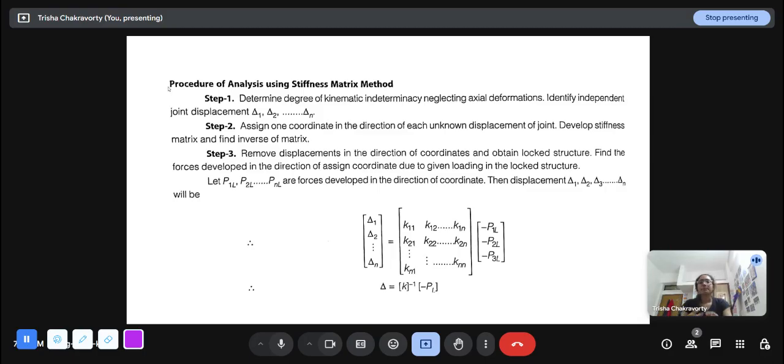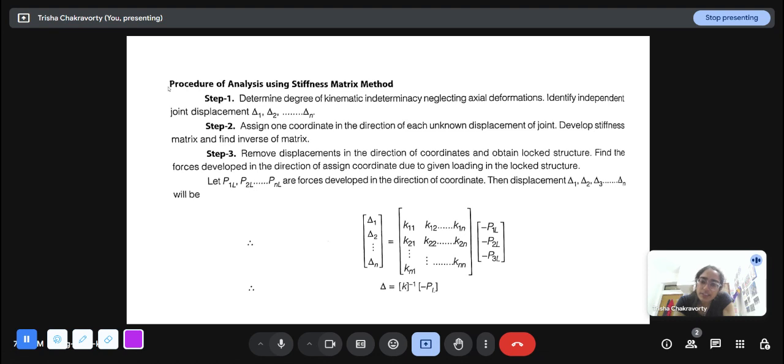So step one is we determine the degree of kinematic indeterminacy, neglecting axial deformations. We identify independent joint displacements delta 1, delta 2 up to delta n. Suppose there are a total of n degrees of kinematic indeterminacy. Step 2 is we assign one coordinate in the direction of each unknown displacement of the joint. We develop the stiffness matrix and find the inverse of the matrix.